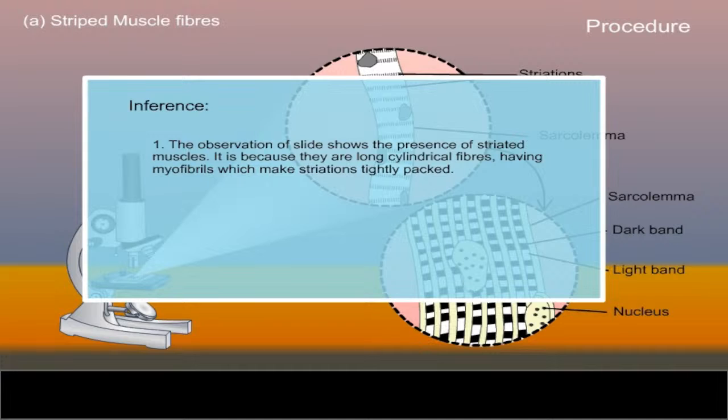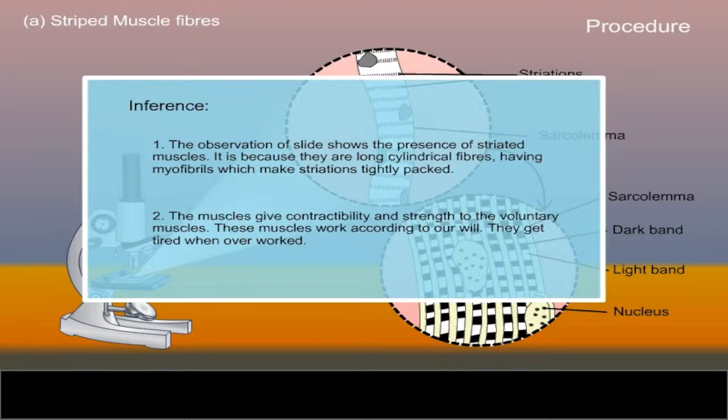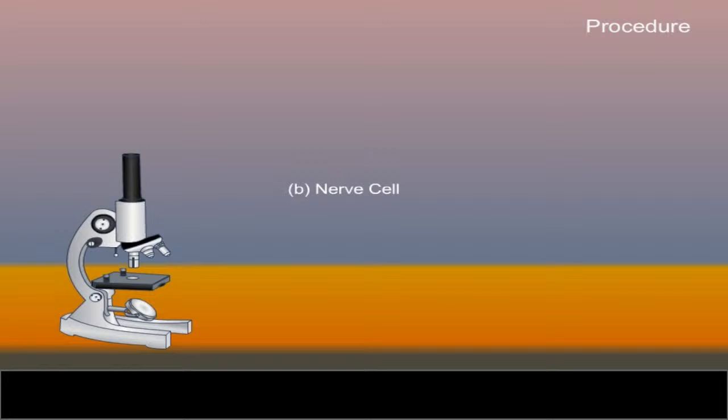Inference. The observation of the slide shows the presence of striated muscles. It is because they are long cylindrical fibers having myofibrils which make striations tightly packed. The muscles give contractility and strength to the voluntary muscle. These muscles work according to our will. They get tired when overworked. B. Nerve cell.